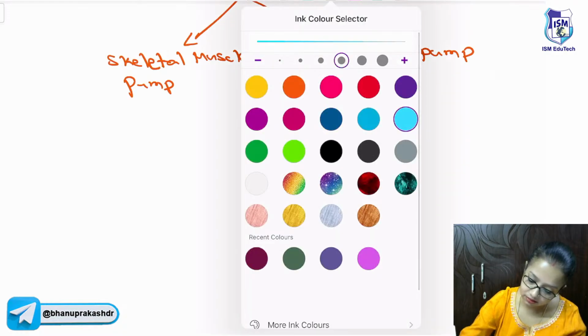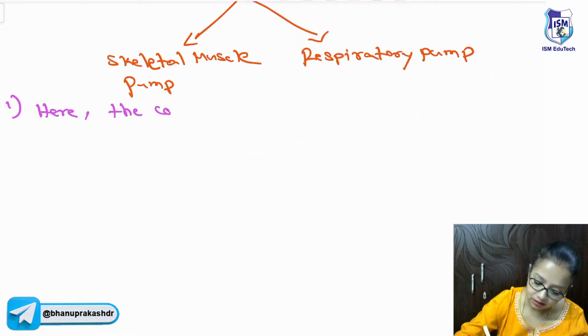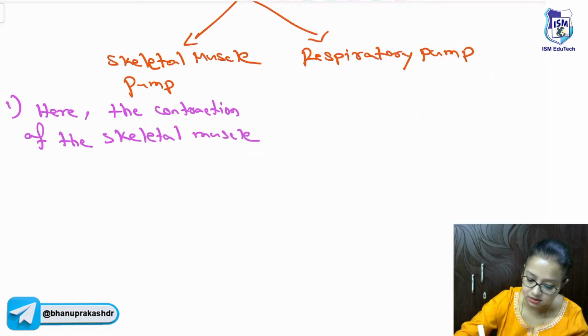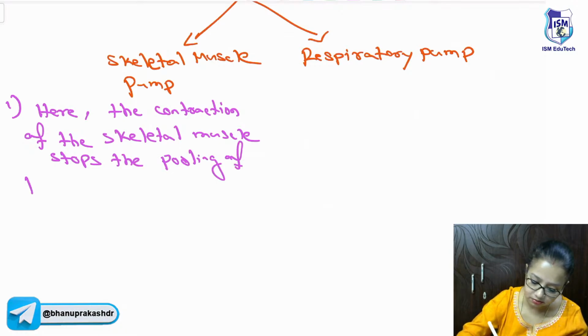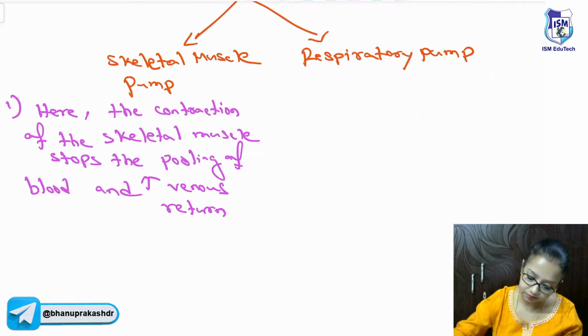Here, the contraction of the skeletal muscle stops the pooling of blood and increases venous return. What does that mean?